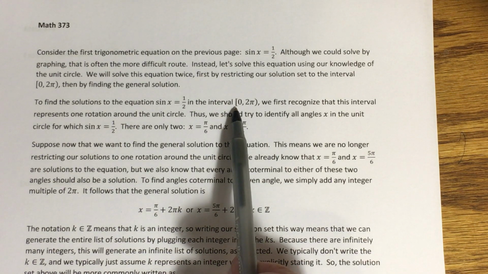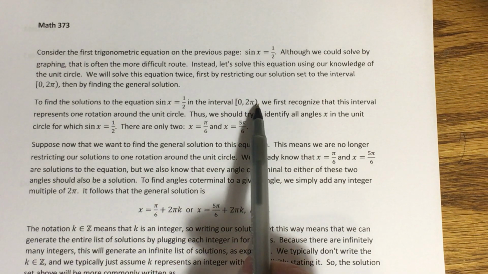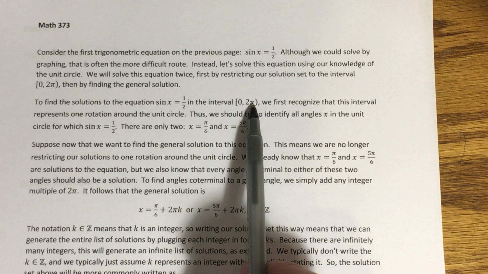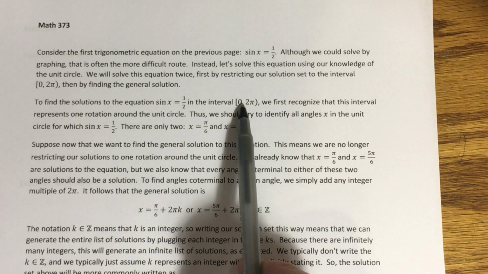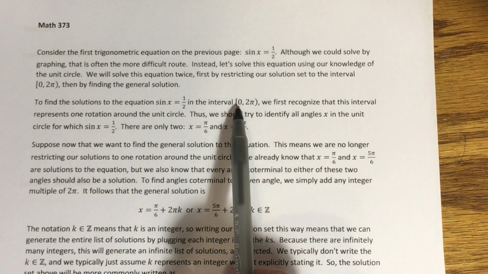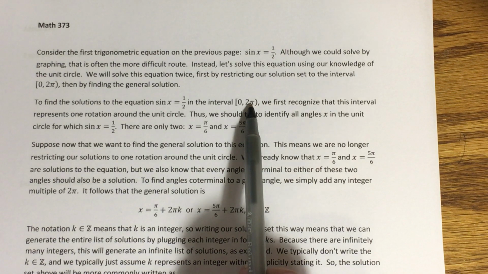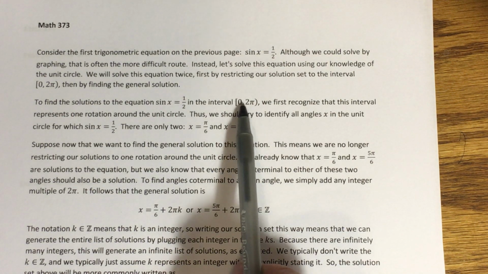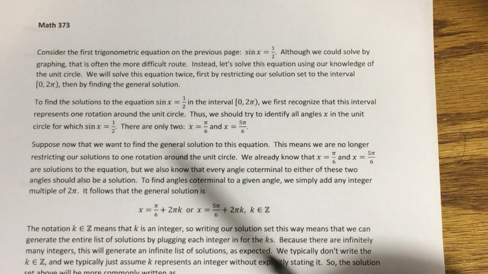There's a square bracket here, and there's an open parenthesis here. What this means is that this interval contains the number 0, but it does not contain the number 2 pi, and it contains everything between them as well. The reason for that is because the angle 0 is coterminal to the angle 2 pi, and so in a certain sense, 2 pi is kind of redundant if we've already considered 0.